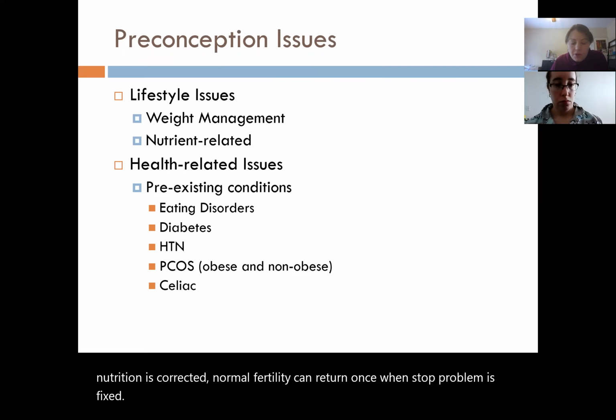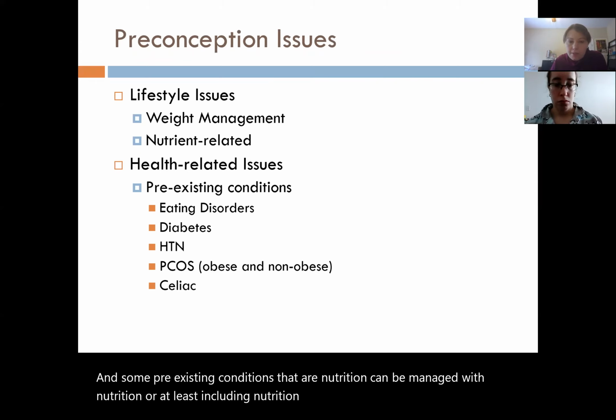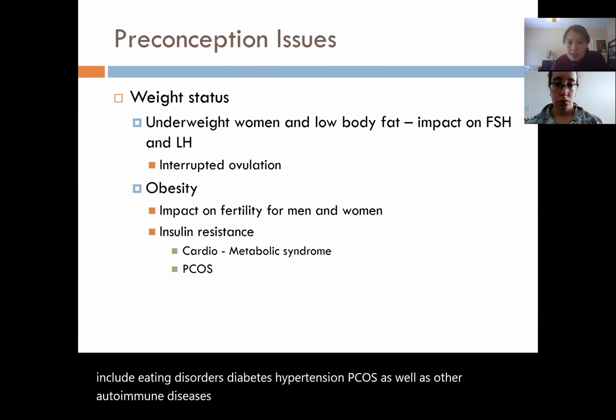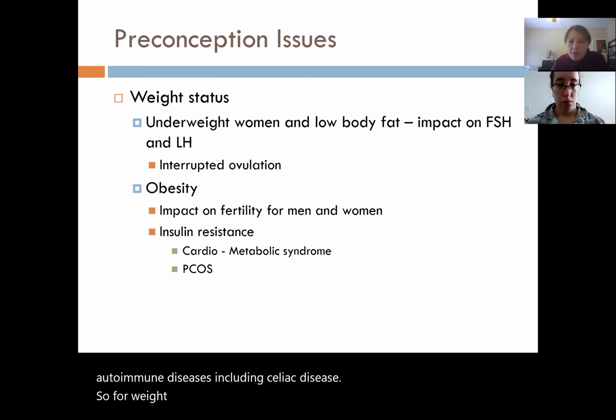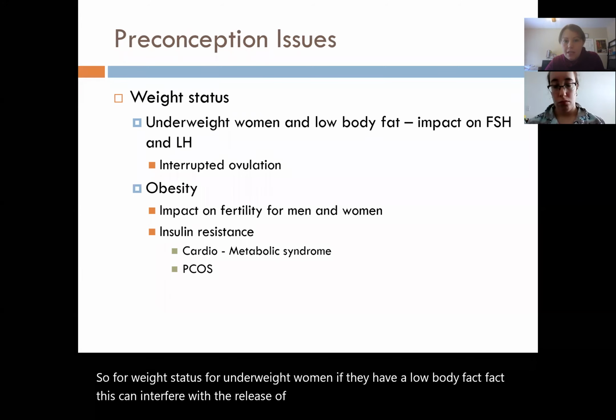And some pre-existing conditions can be managed with nutrition, or at least include nutrition as part of the medical management. These include eating disorders, diabetes, hypertension, PCOS, as well as other autoimmune diseases, including celiac disease. So for weight status, for underweight women, if they have low body fat, this can interfere with the release of follicle stimulating hormone and luteinizing hormone.